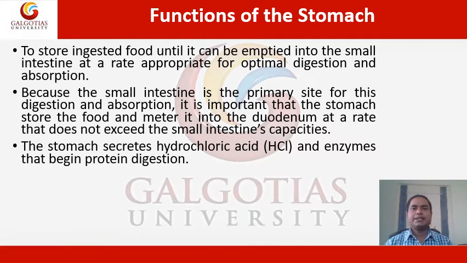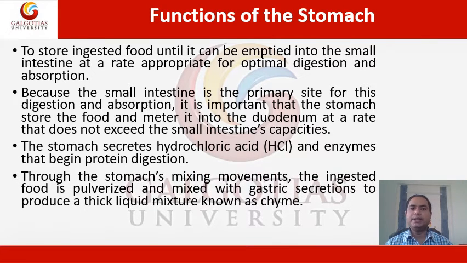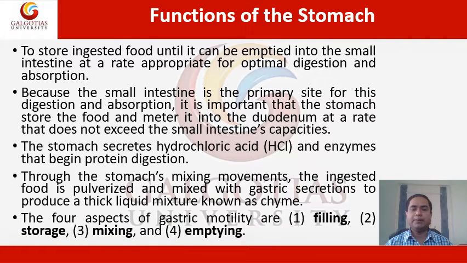So the stomach secretes hydrochloric acid, HCl, and enzymes that begin protein digestion. Through the stomach's mixing movements, the ingested food is pulverized and mixed with the gastric secretion to produce a thick liquid mixture known as chyme. The four aspects of gastric motility are filling, storage, mixing and emptying. In the next slide, we will investigate the four aspects of gastric motility, that is filling, storage, mixing and emptying.